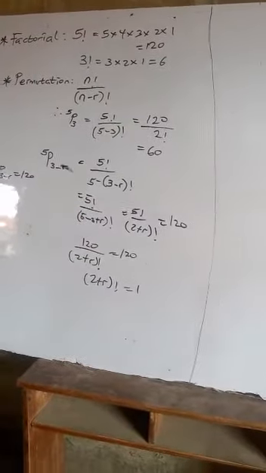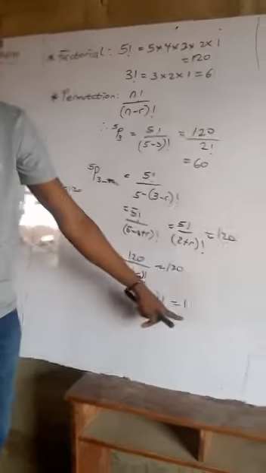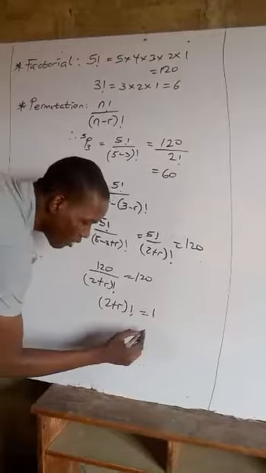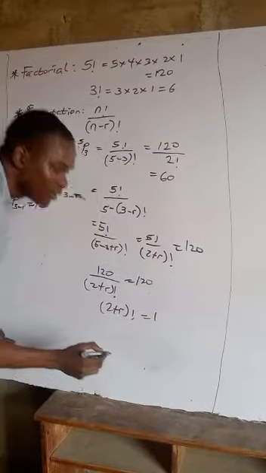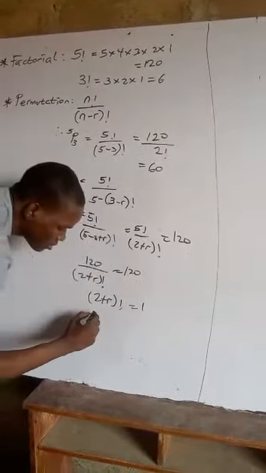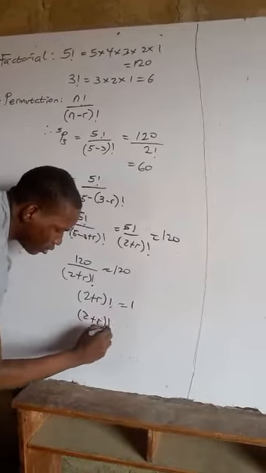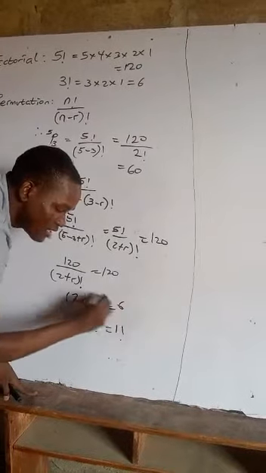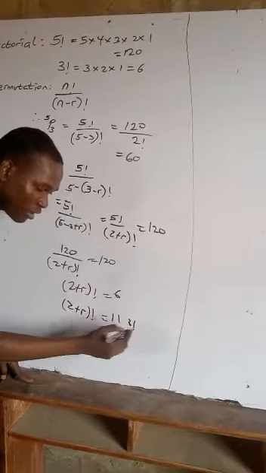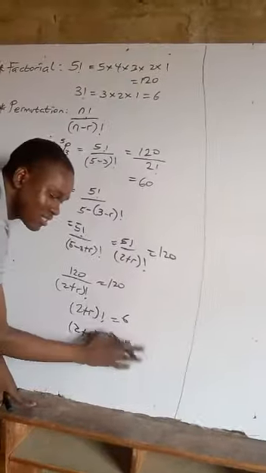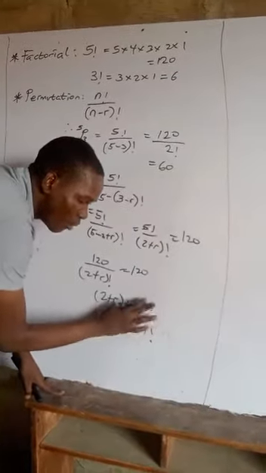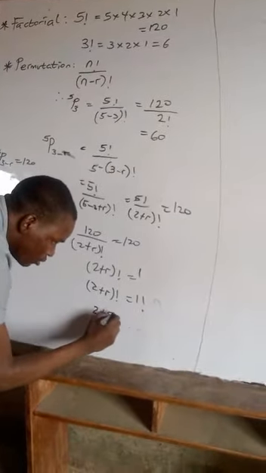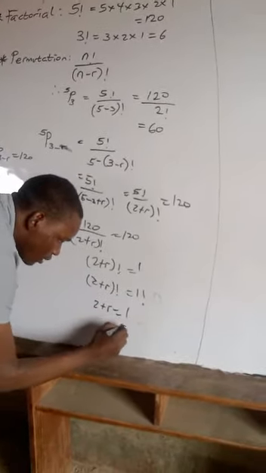From here, you need to write the right hand side in the format of factorial. That will be 1 factorial is equal to 1, because that will be 1 times 1. So that means 2 plus r factorial equals 1 factorial. If it was 6 that was here, that would be 3 factorial, because 3 factorial will give us 6. But now what is here is 1. So from here you get 2 plus r equals 1. R equals minus 1.